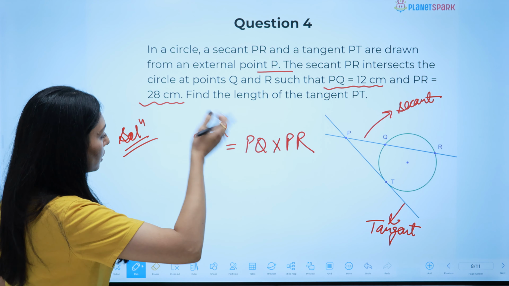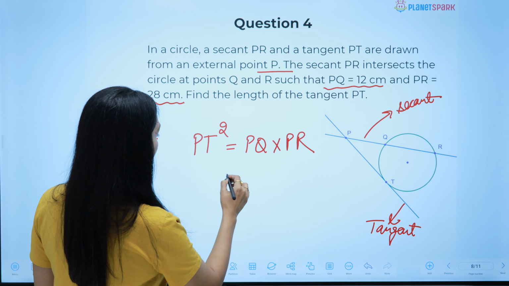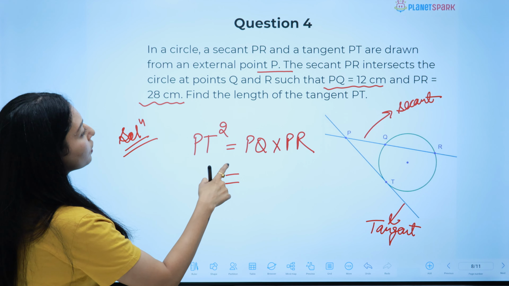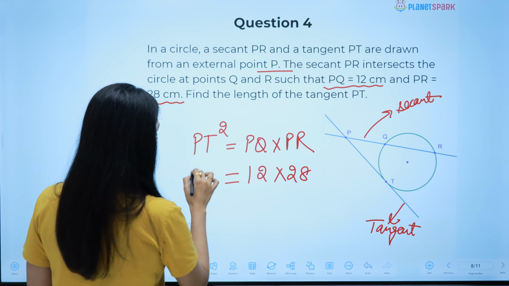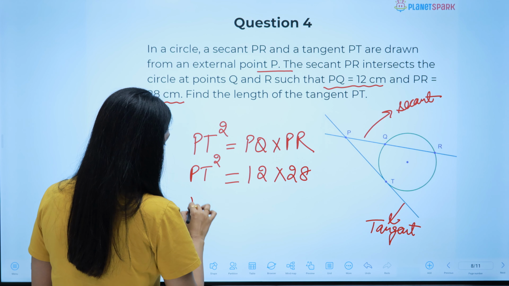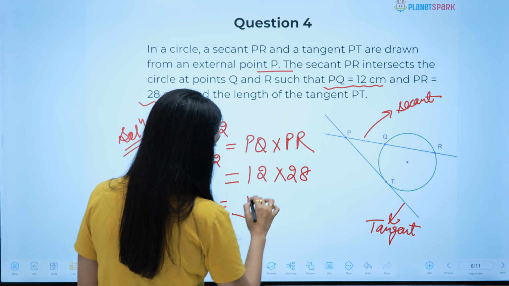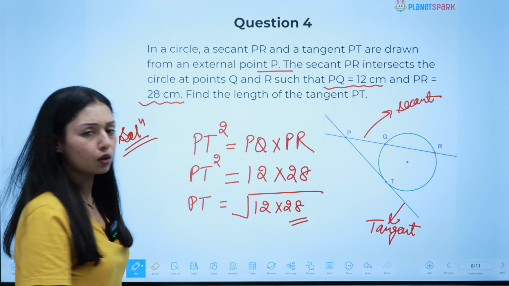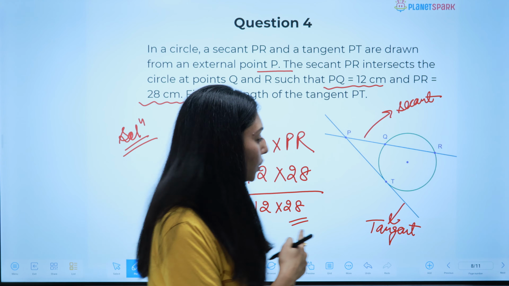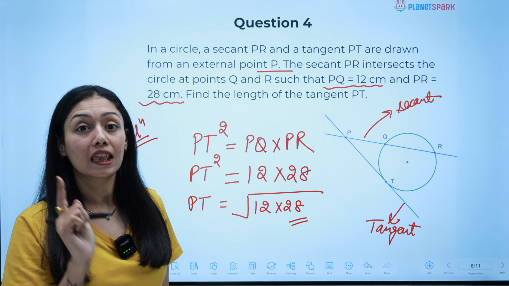And that's it. Substitute the given values there. We have to find the value of PT here. Right? PQ is what? 12. PR is what? 28. PT square. So, length of the tangent is what? Under root 12 into 28. And that's it. Calculation part is up to you. Quickly do it and write your answers in the comment.